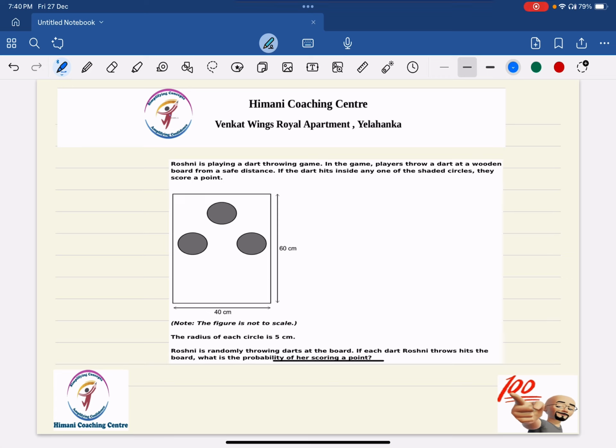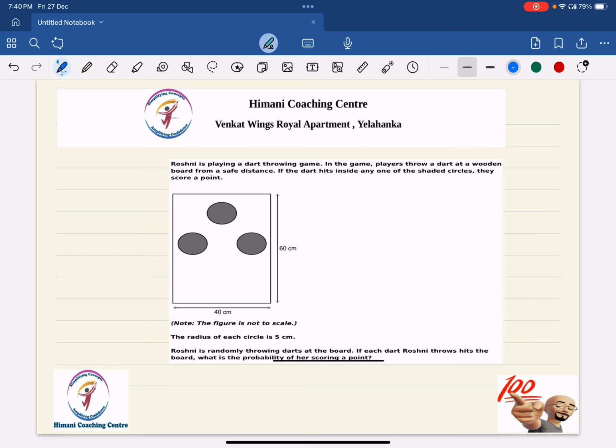Okay. So the wooden board is given, the dimensions of the wooden board are given: 40 centimeter by 60 centimeter. The radius of each circle is 5 centimeter. Roshni is randomly throwing darts at the board. If each dart Roshni throws hits the board, what is the probability of her scoring a point?